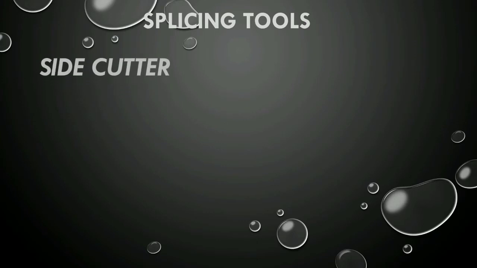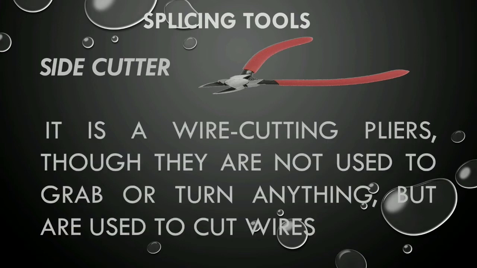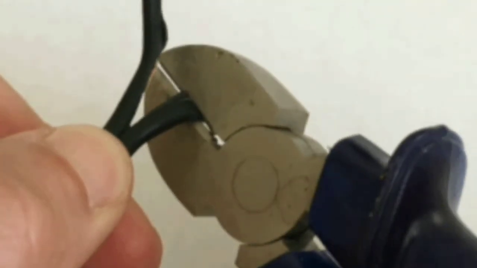And we have side cutter. So this is an example of a side cutter. So from its structure, it is a wire cutting pliers, though they are not used to grab or turn anything but are used to cut wires. So ang pinaka main function ng side cutter is to cut wires.